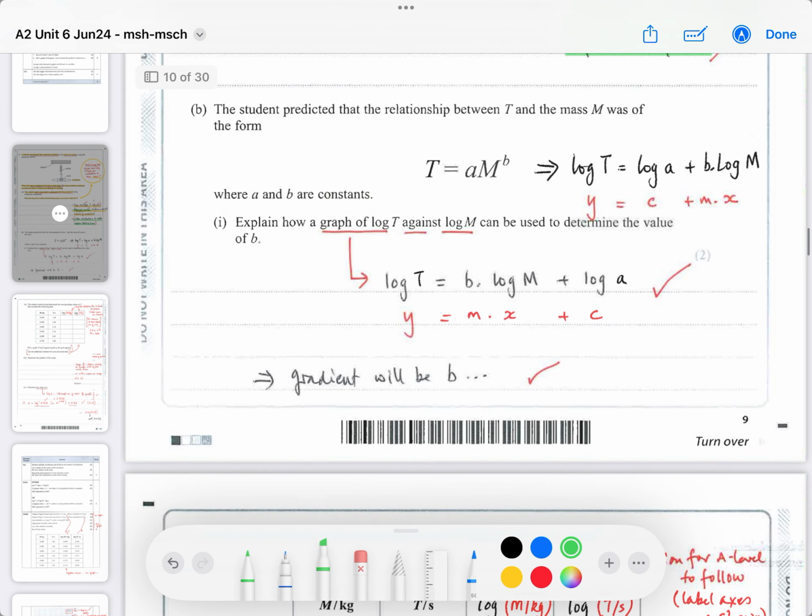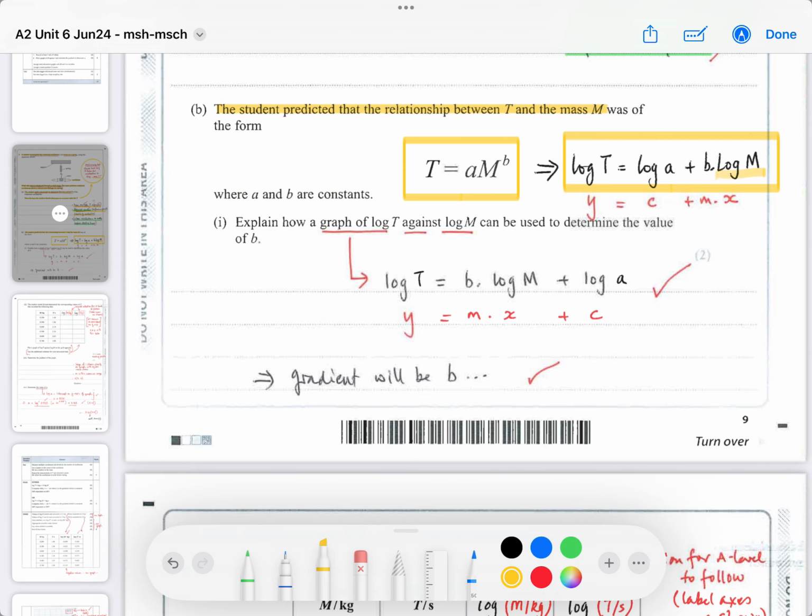You can have a look at the mark scheme. Hopefully I haven't photocopied it the wrong way around. The next part of the question says the student predicted that the relationship between the period and the mass was in this form. So they want you to take logs, because mass is to the power b. Well, if you take logs, and these are logs to the base 10, you should be able to take logs for year 13. It's not in year 12, but it's in year 13. Log of T will equal log of a, plus the power goes in front of log of m.